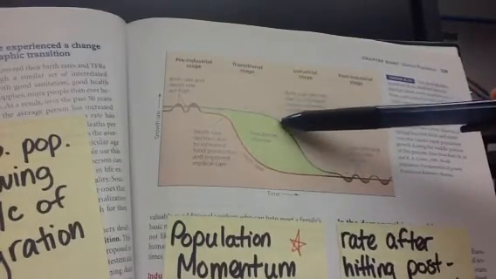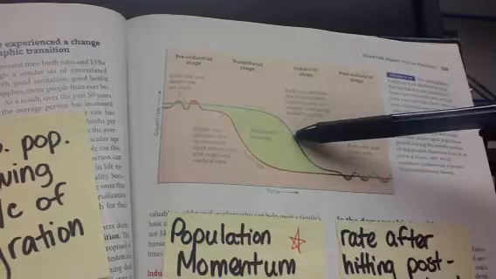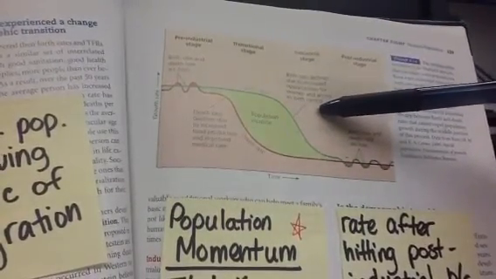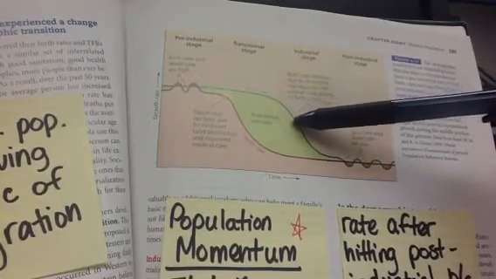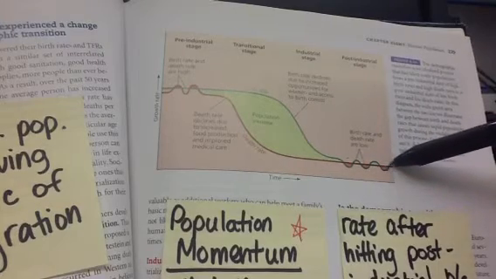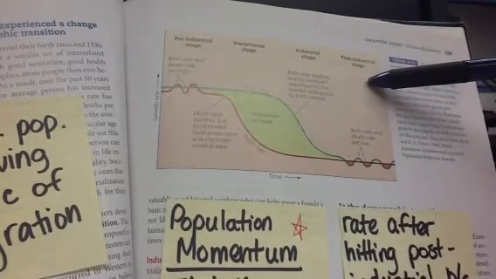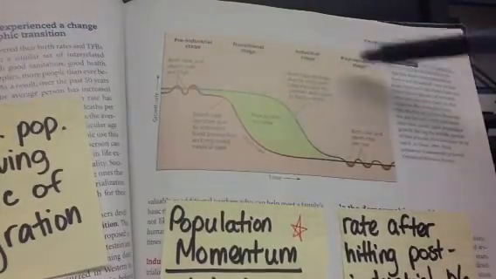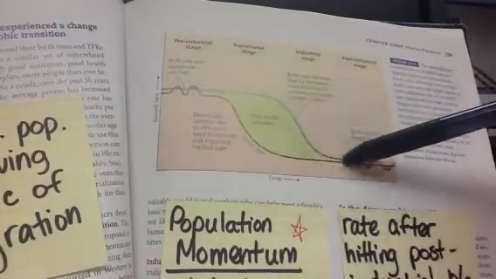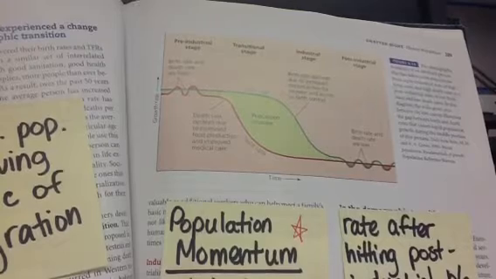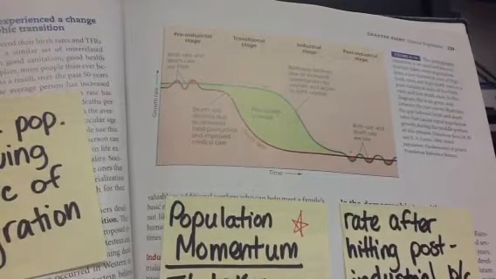So after about 20 years, people stop having as many children. And part of this includes education for women and access to birth control. So the population now declines until you have both low birth and death rates in the post-industrial stage. So you need to know all 4 stages and what happens to the birth and death rates in each of these 4 stages, and why the birth and death rate go up or down. Make sure you understand this.